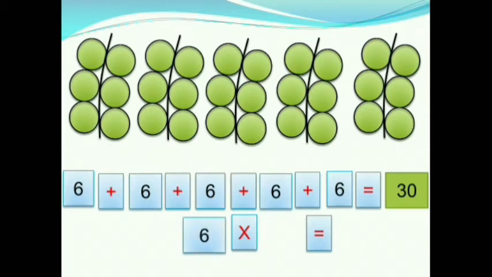How many times 6 is repeated? 1, 2, 3, 4, 5. 6 is repeated 5 times. So we will write 5. What is 6 into 5? 6 5s are 30. Therefore, 6 multiplied by 5 is equal to 30.